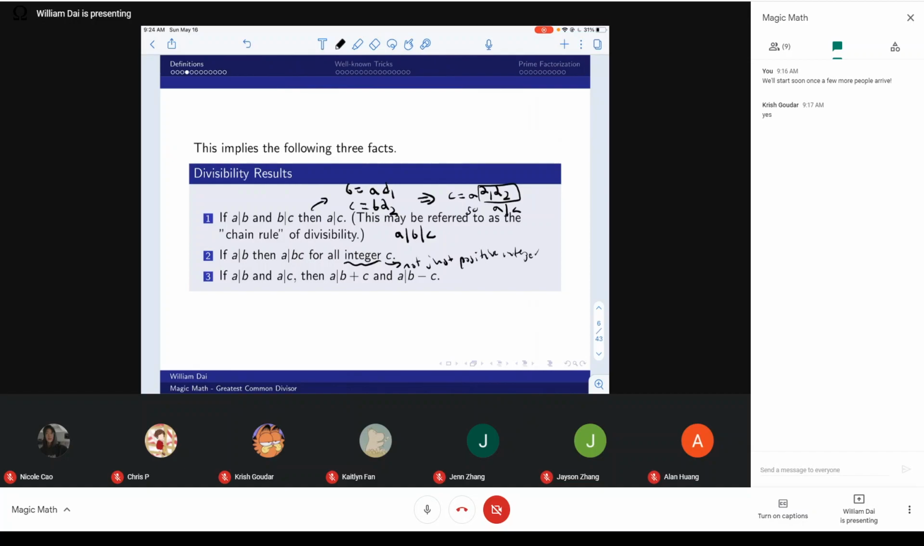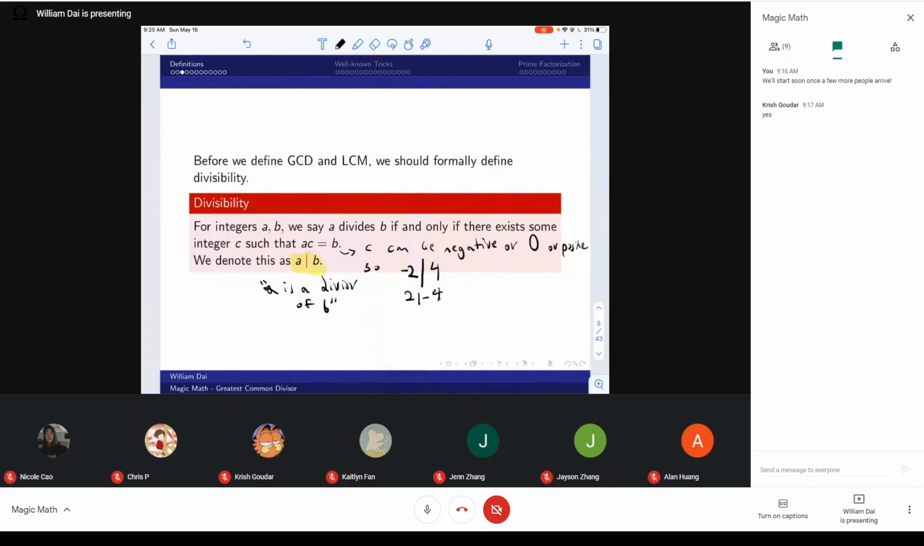If A is a divisor of B and A is a divisor of C, then A is a divisor of B plus C, and A is a divisor of B minus C. Okay, this one's a bit more non-intuitive, maybe, depending on how much you've used this before. So the proof is, if B equals A D1 and C equals A D2, then B plus C equals A times (D1 plus D2), and B minus C is A times (D1 minus D2). These are still integers. And remember, we say A is a divisor of B if there's some integer C such that AC equals B.